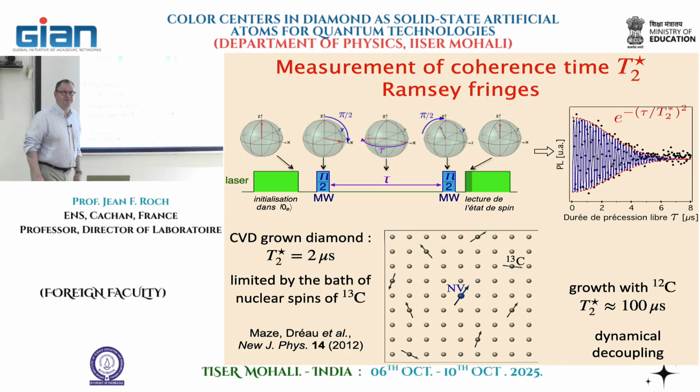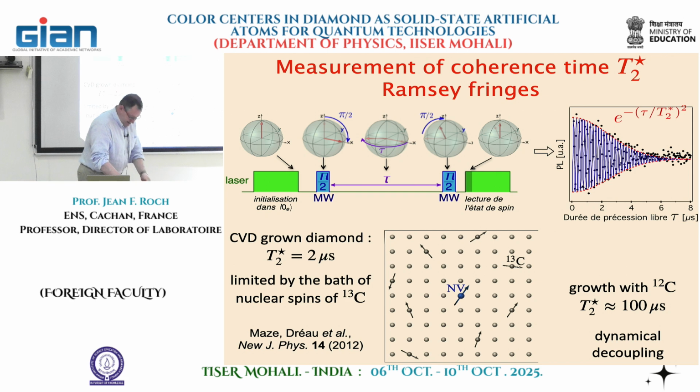Okay, the scheme that we discussed yesterday. And if we now look at the photoluminescence intensity, which is measured during this time window for the integration, and we modify the duration of the free precession of the spin between the pi/2 pulses, then what we observe are these kinds of fringes.